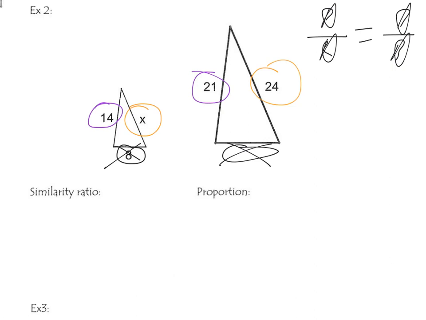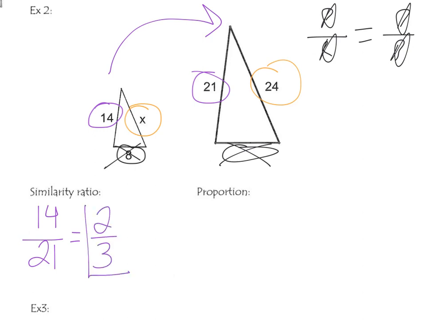So similarity ratio wise, I have to use the purple ones because they're both numbers. X over 24 doesn't help me. So I'm going to go from my left to my right like I always do. I'm going to do 14 over 21. So I'm typing in 14, hitting that ABC button, and typing 21, and that should reduce down to 2/3. That is my similarity ratio or my scale factor.